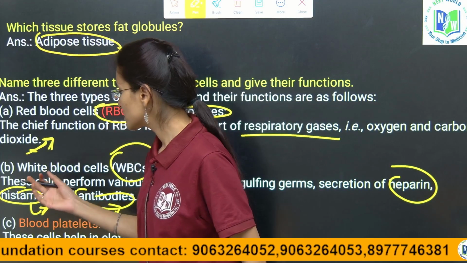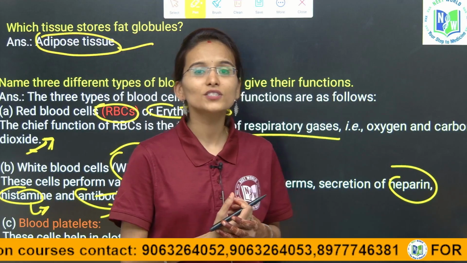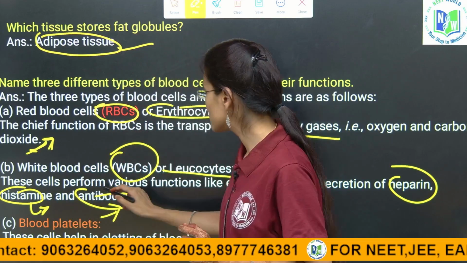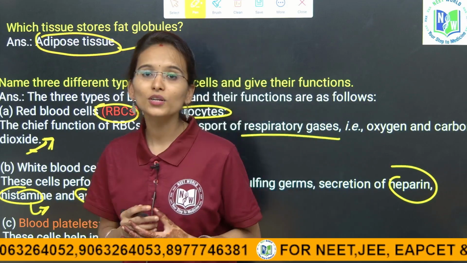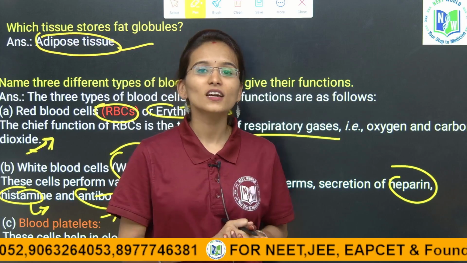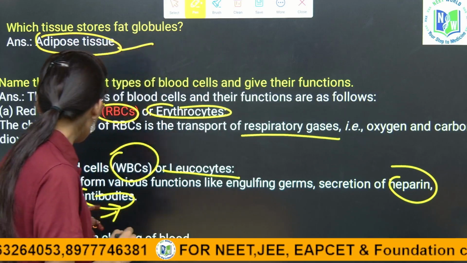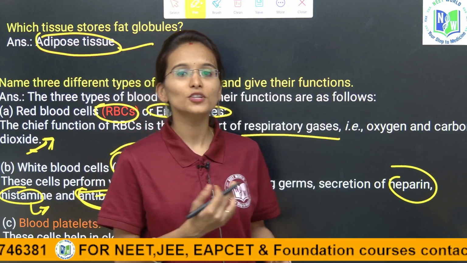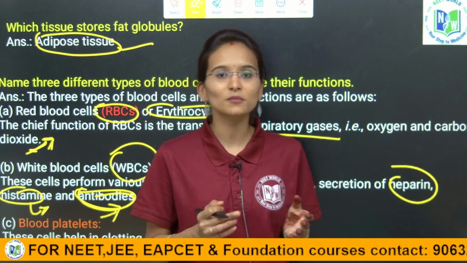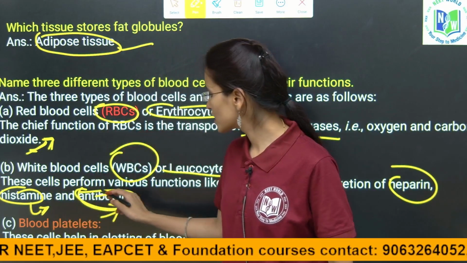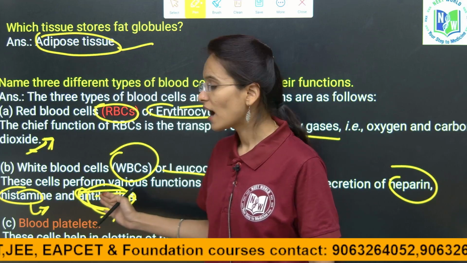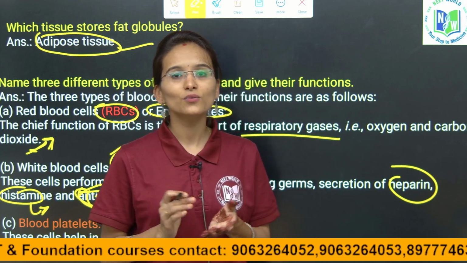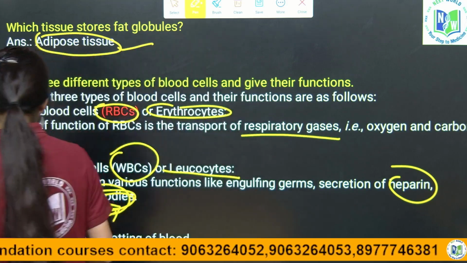Histamine is a cell which is going to cause inflammation in the blood vessels, and antihistamines are the structures which function towards those allergic responses. And here are the antibodies. Antibodies are secreted by the lymphocytes, that is nothing but WBCs. Antibodies are also called immunocytes, which fight against the antigens.